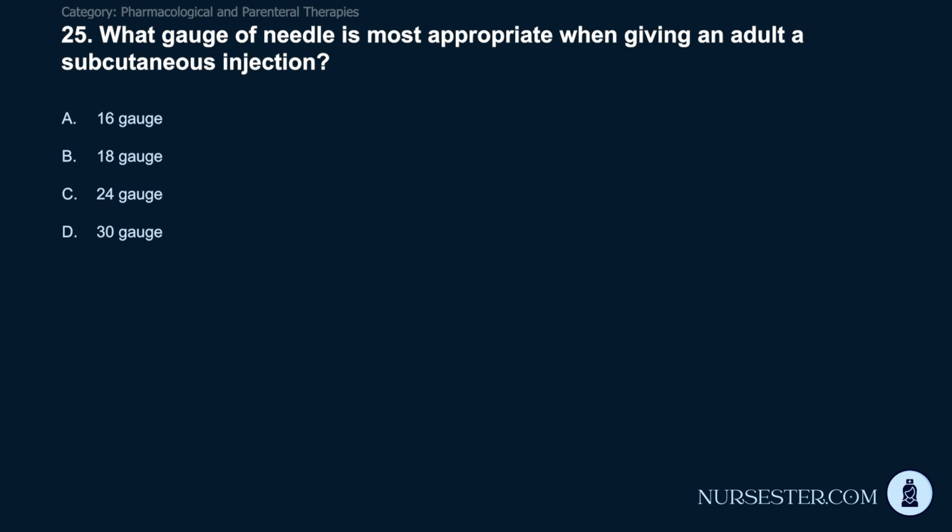25. What gauge of needle is most appropriate when giving an adult a subcutaneous injection? A. 16 gauge. B. 18 gauge. C. 24 gauge. D. 30 gauge. Correct answer, C. 24 gauge.